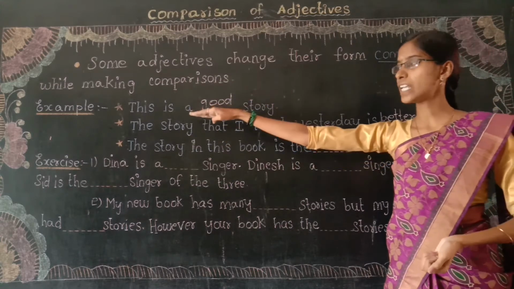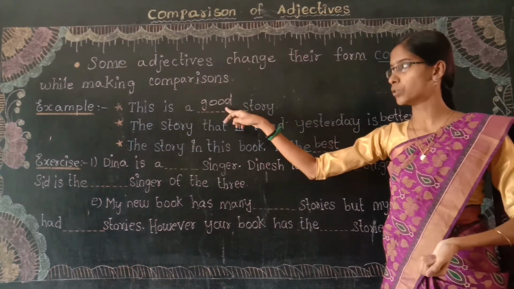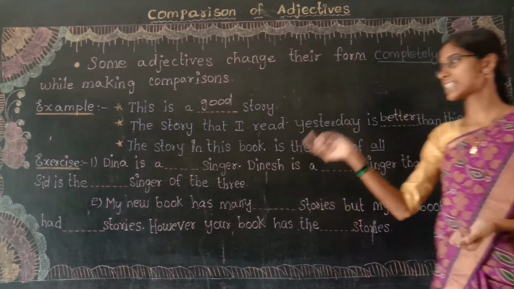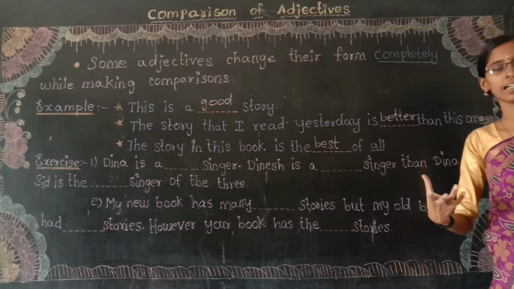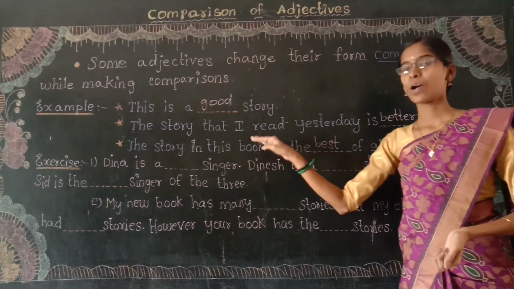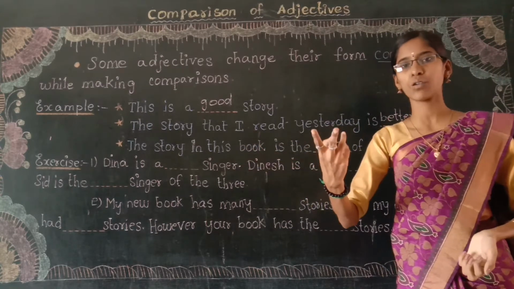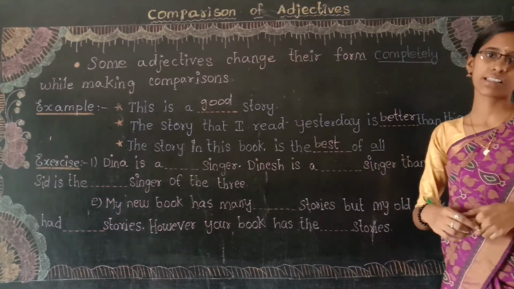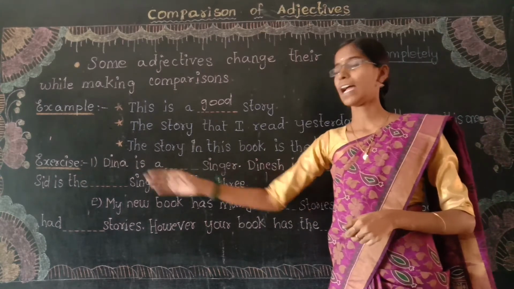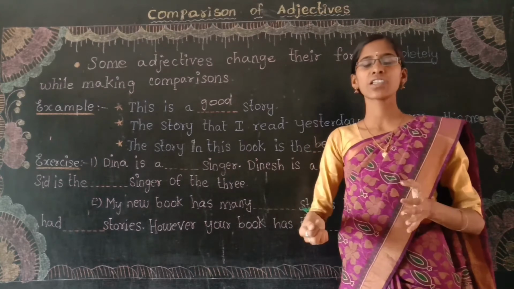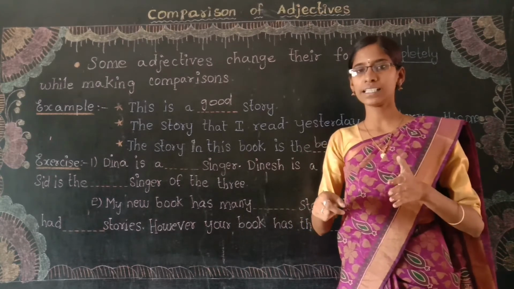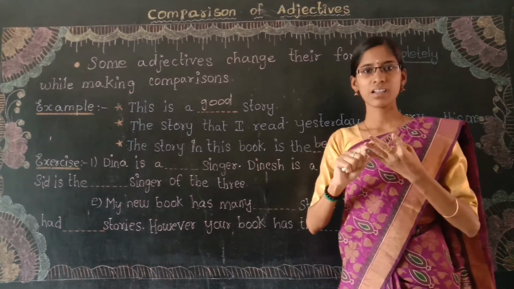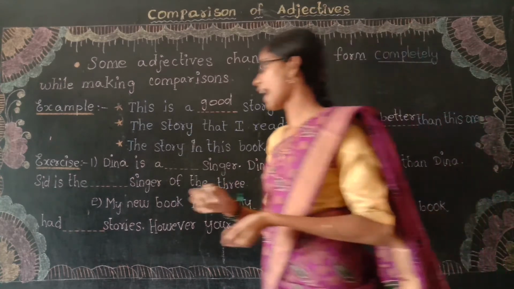See here, in the first sentence we have the adjective word good. And in the second sentence we are comparing two stories. So it changes completely into better. And in the third sentence we are comparing more than two stories. So it changes again into best. So here I have written an exercise in which you have to fill in the blanks using good, better and best. So will you answer to me?